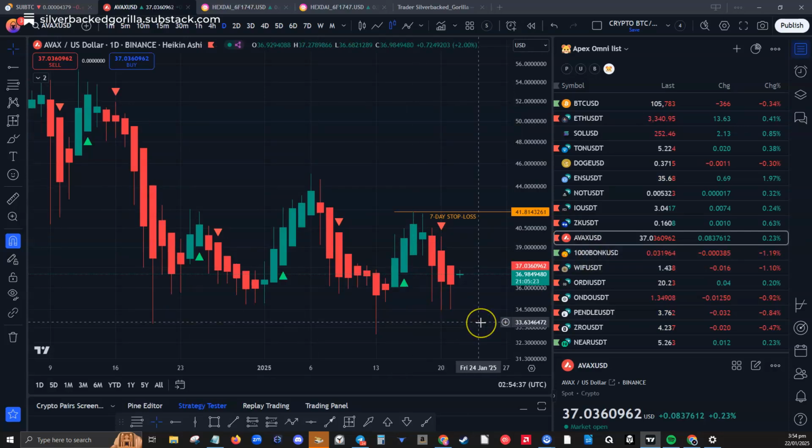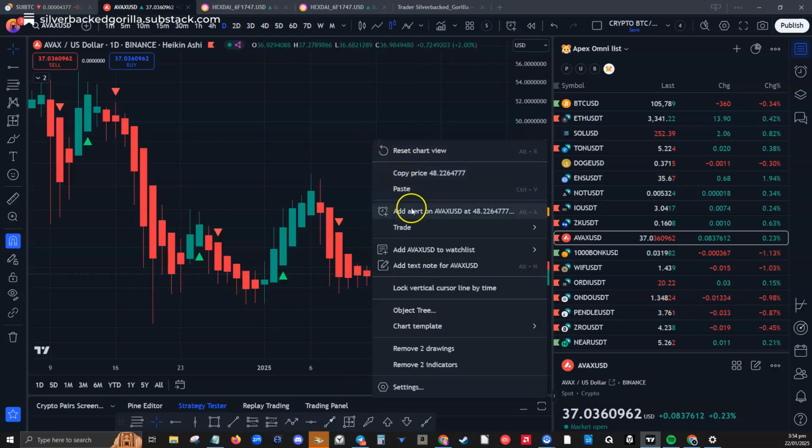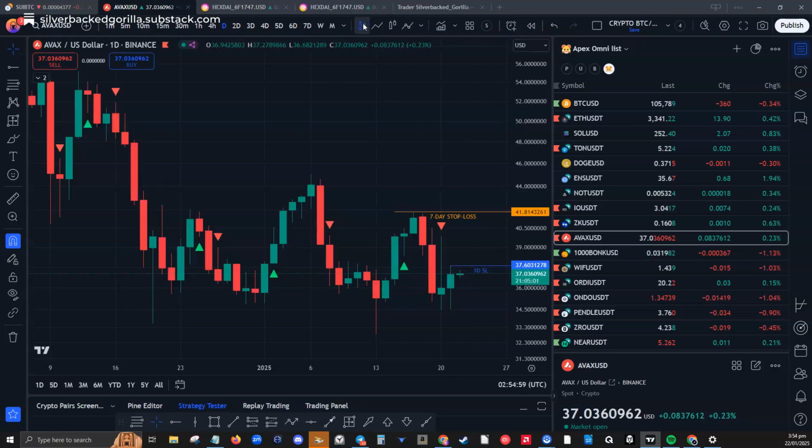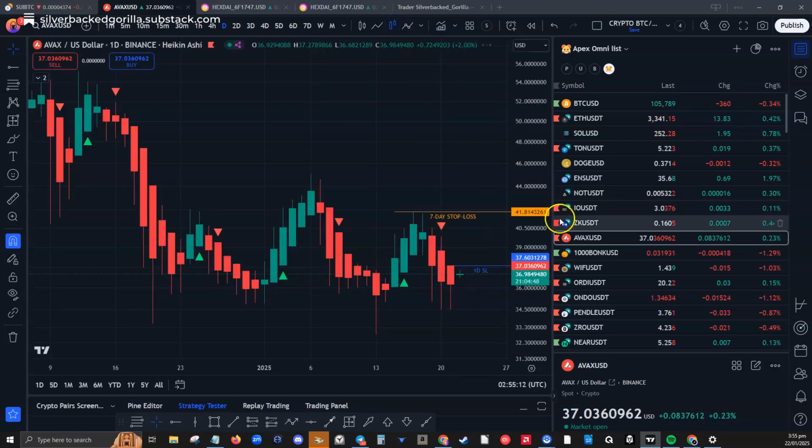AVAX is short on the weekly, short on the daily. I'll set up a stop loss at $37.60, and then let's have a look at the normal candles. Yeah, massive wick up there. So the sellers are in control. This hasn't really broken through. Just have a stop loss at $37.60, but that's a good short setup. I'll leave that up there.